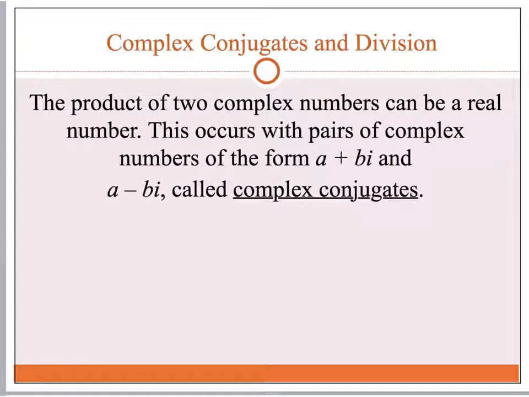All right, the product of two complex numbers can be a real number. This occurs with pairs of complex numbers of the form a plus bi and a minus bi. In other words, these two are opposites of one another. Only the b term is opposite, not the a. The a's stay the same. Again, these are considered complex conjugates.